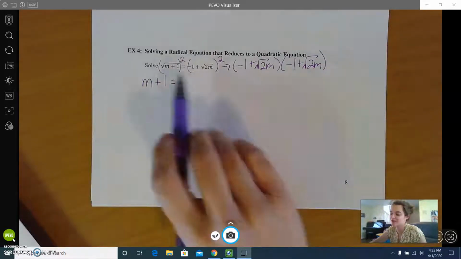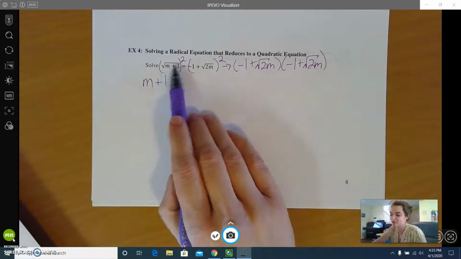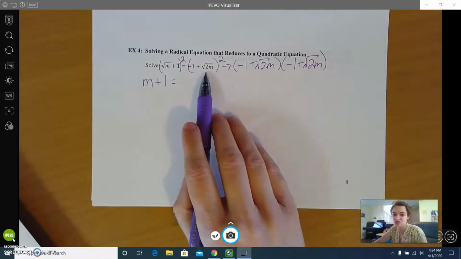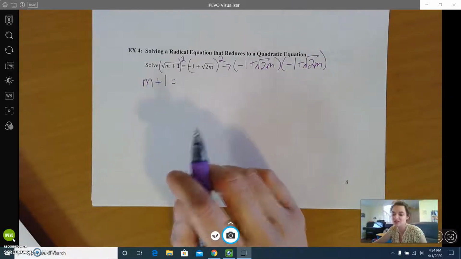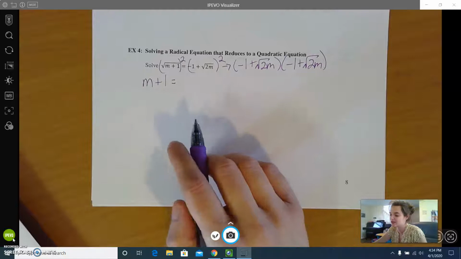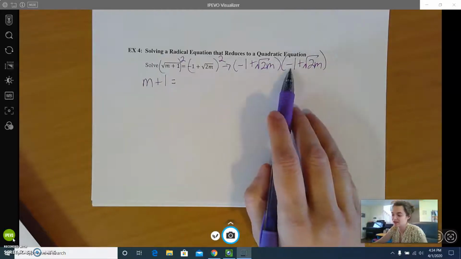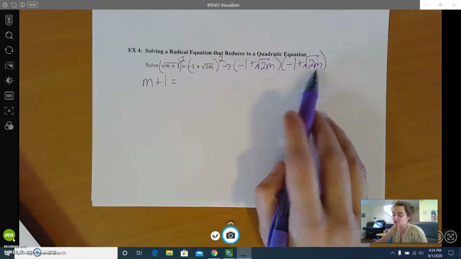So what's going to happen on the left side if you square everything is the square root and the squaring will undo each other, and you're just left with an m plus 1 on the left side. On the right side, when you square all of that, you don't just get to square each term individually, you have to square the whole thing, which means distributing. So what that's going to look like is negative 1 plus the square root of 2m times negative 1 plus the square root of 2m. And then we need to distribute.